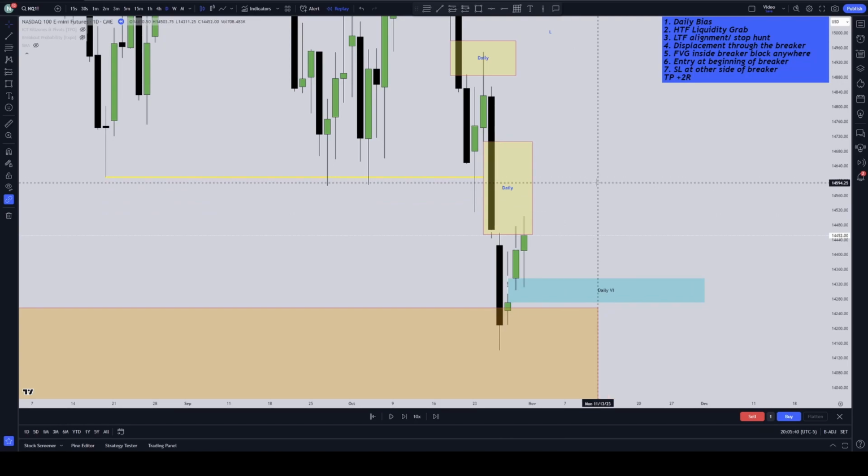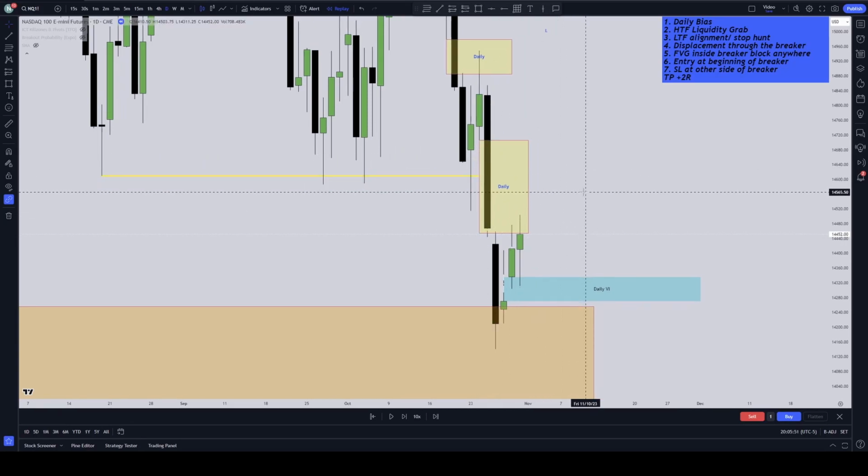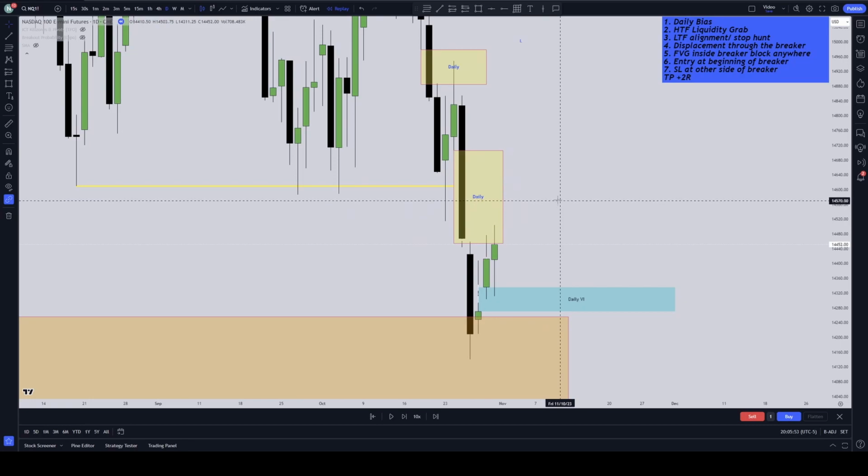You've got internal range liquidity and external range liquidity. Your external range liquidities are your swing highs and swing lows. Internal range, for a simplistic version, is just fair value gaps. But it could be a range of things.